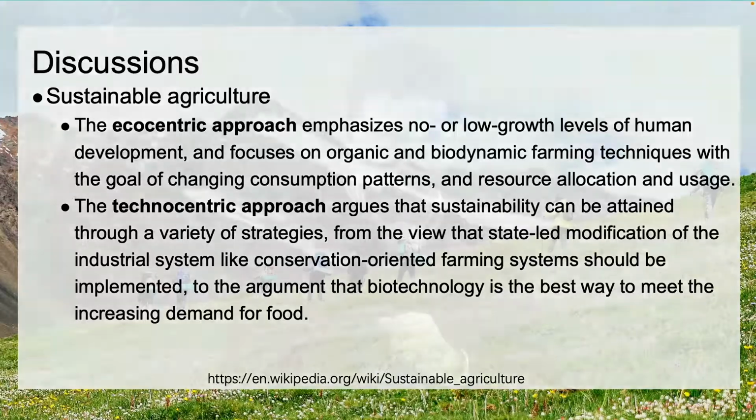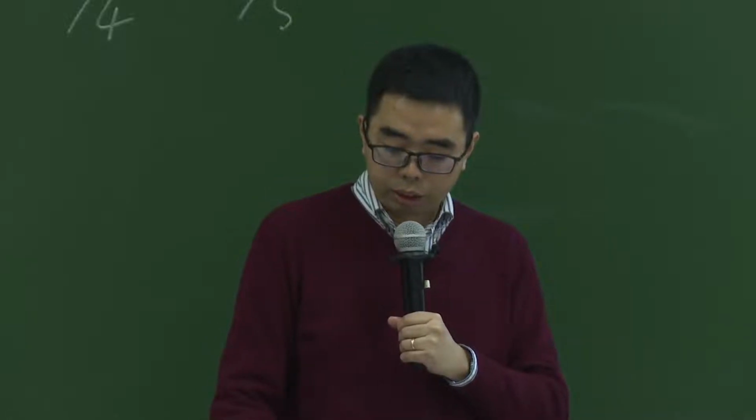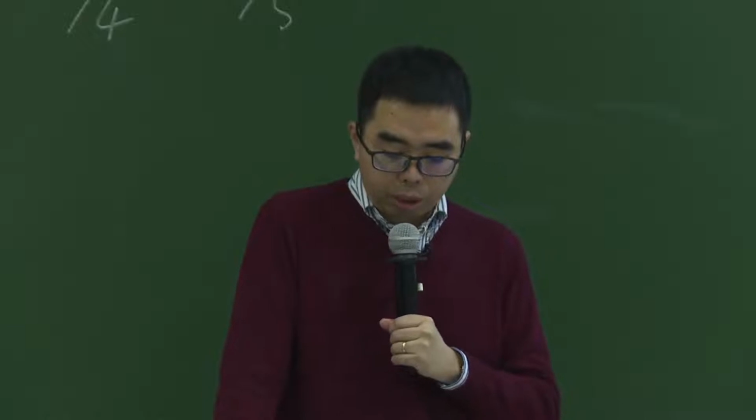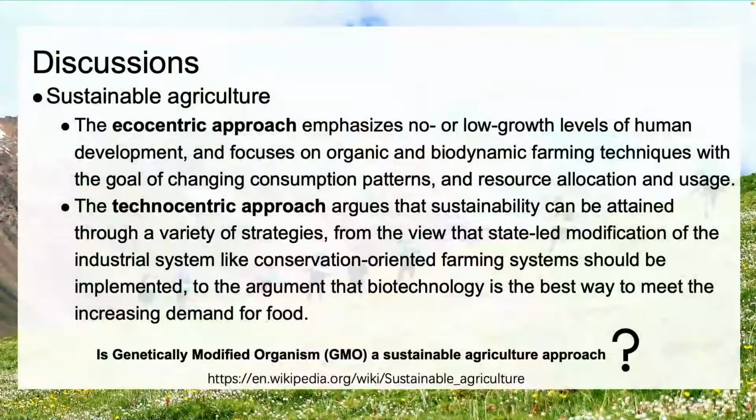Those two definitions have different views on GMO, genetically modified organisms. Do you see GMO 转基因 as a sustainable agriculture approach or not, and why? We will discuss it later.